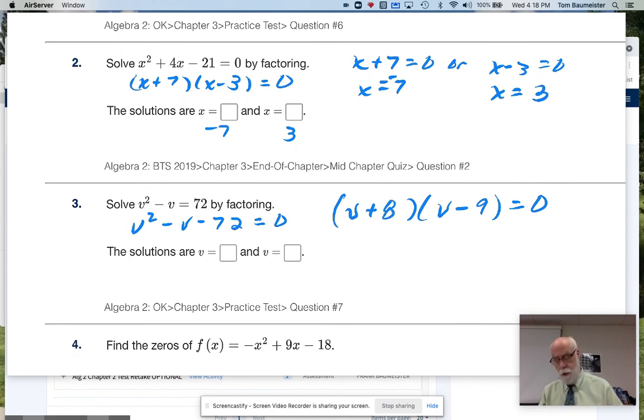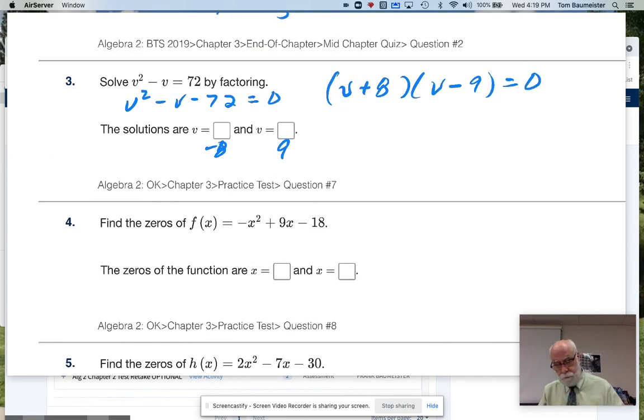Okay. Now again, what I just talked about here, let's do it quickly. I'm just going to take the opposite there. So x is equal to, well, v in this case is equal to negative 8 and positive 9. On number 4, it says find the zeros. Remember, when it says find the zeros, we're setting it equal to 0.